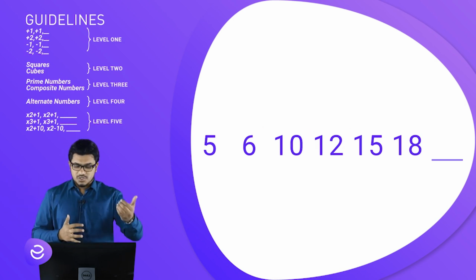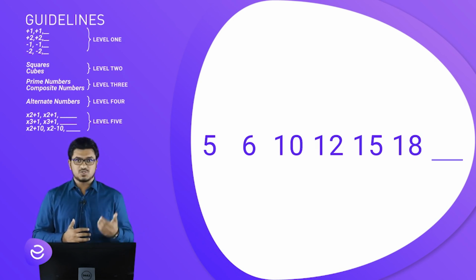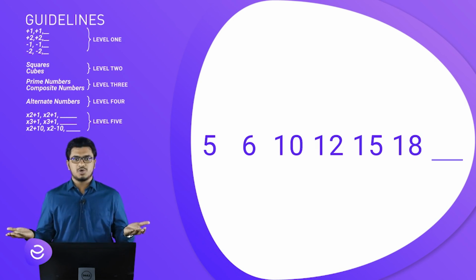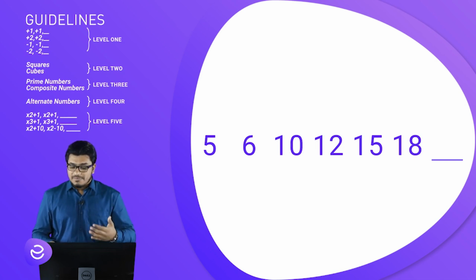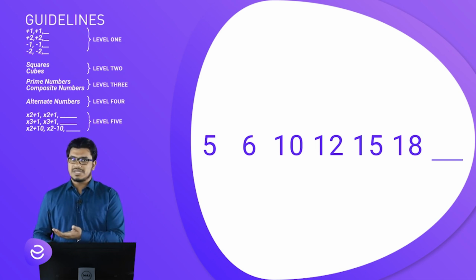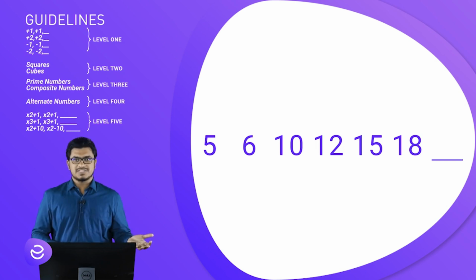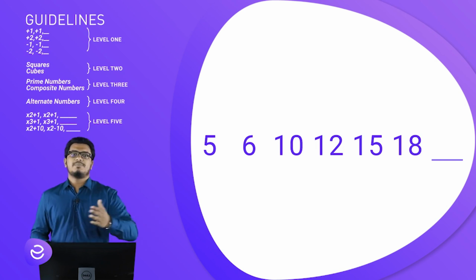Simple. Next, you check the squares and the cubes. These are not squares or cubes. You check prime numbers. 5 is a prime number, 6 is a composite number, 10 is a composite number, 12 is a composite number. So there is no pattern there also.